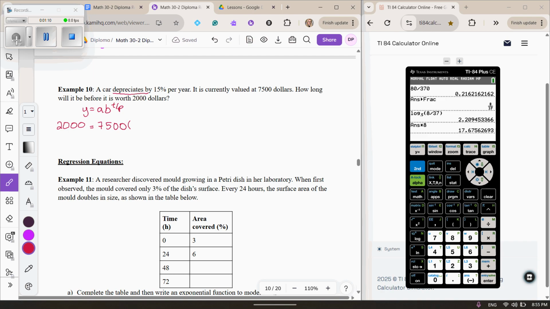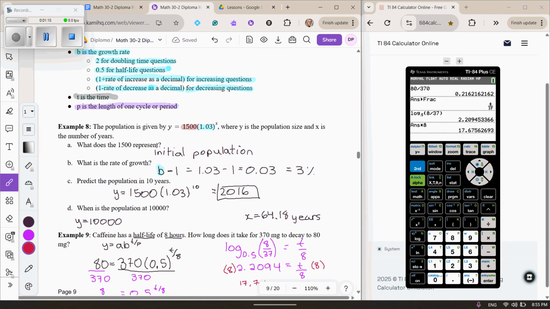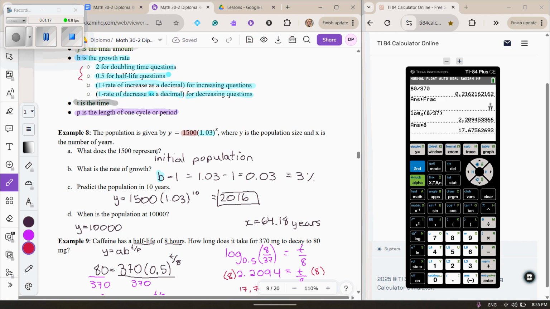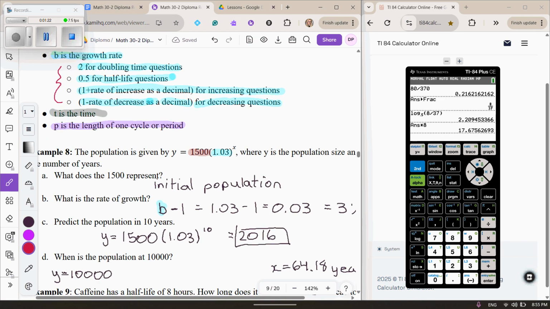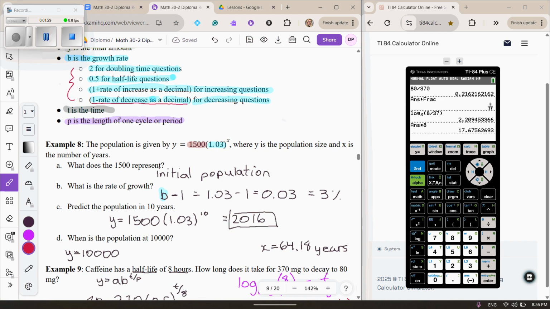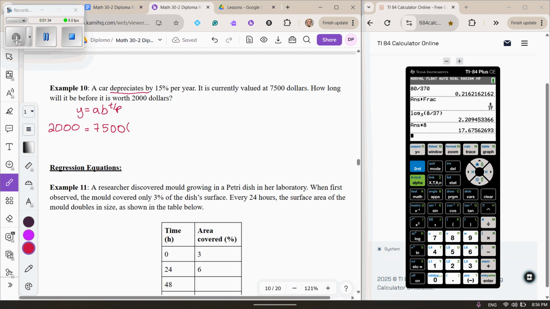Okay, my B value. If I go back in the notes, remember that there were 4 different options for my B value right here. So because this is a decreasing question, we're going to take 1 and we are going to subtract the rate of decrease as a decimal. So 1 minus 15% as a decimal is 0.15. Take 15 and divide it by 100. So that's going to be my B value. That's going to be 0.85.